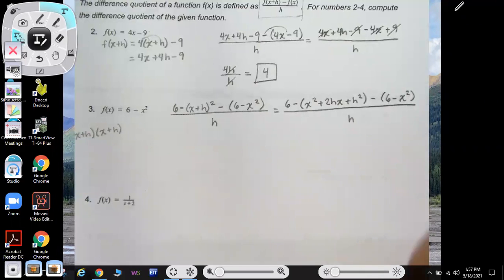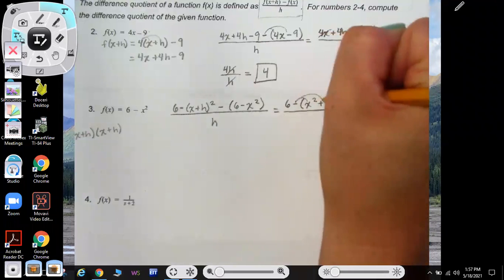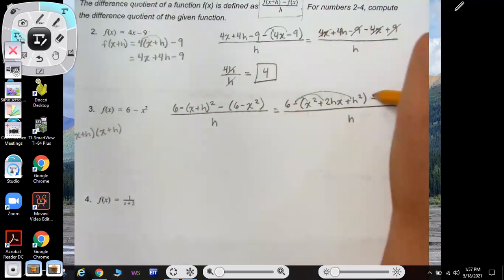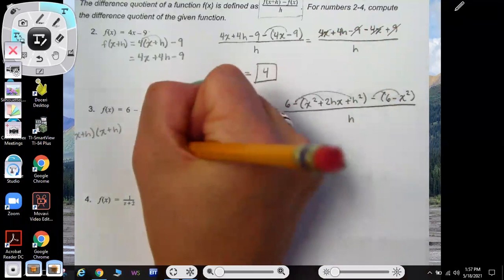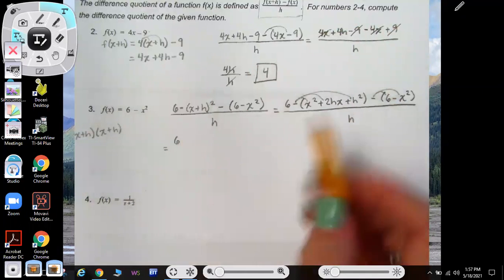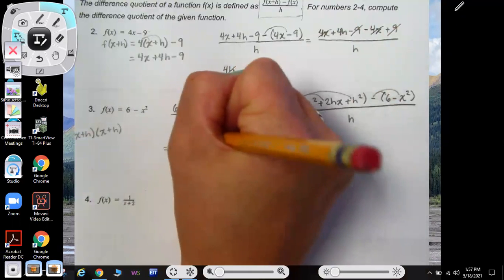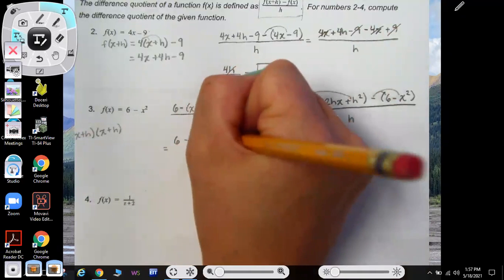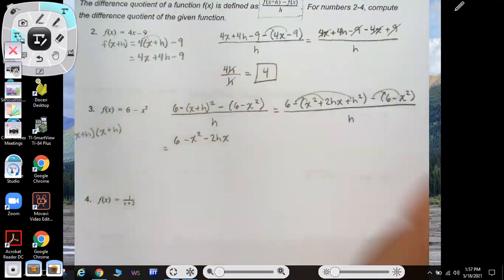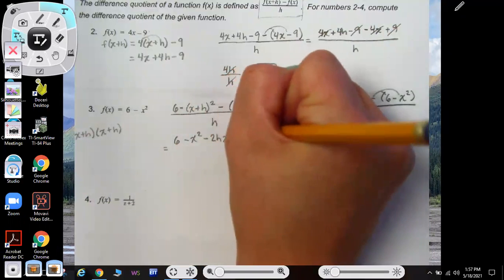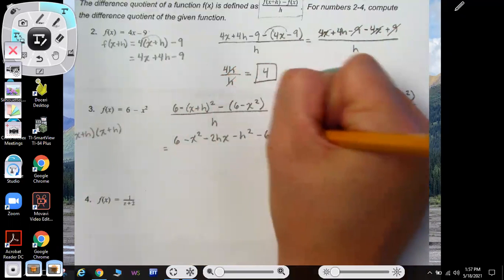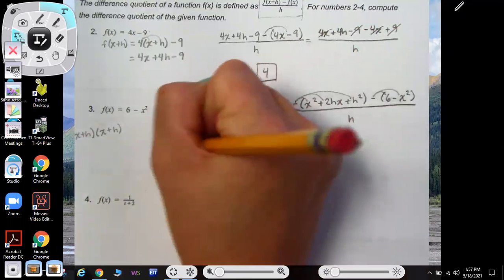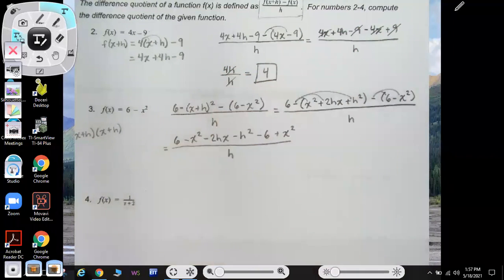Now we can get rid of all these parentheses by distributing the minus sign that's in front of both of them. So we get 6 minus x squared minus 2hx minus h squared minus 6 plus x squared. All of that over h.